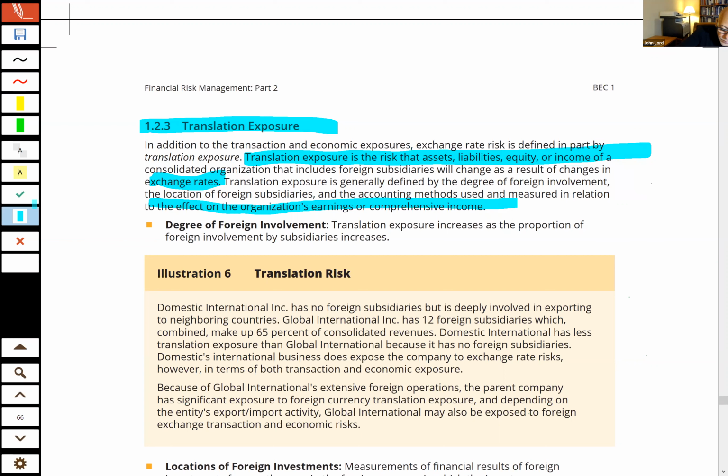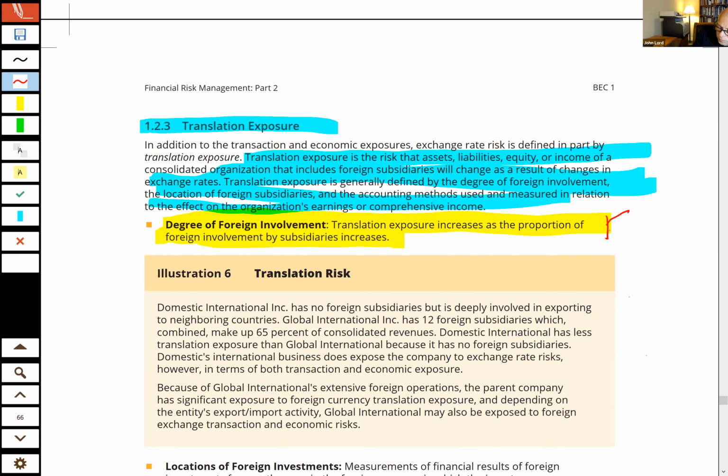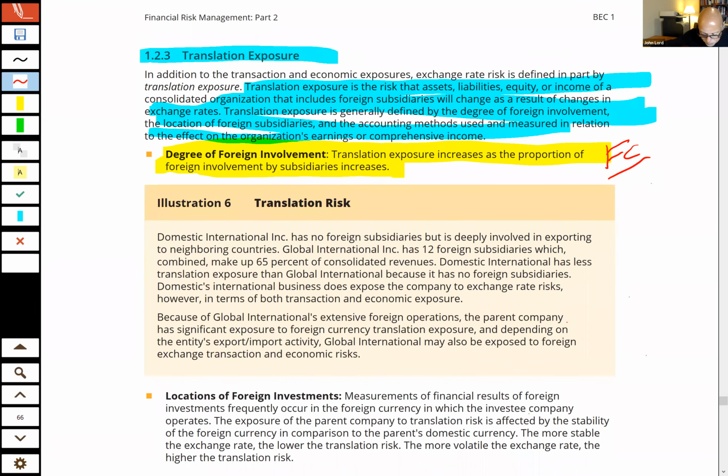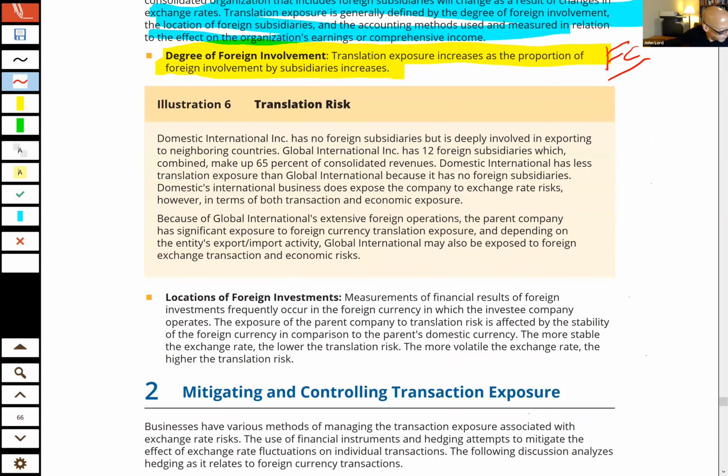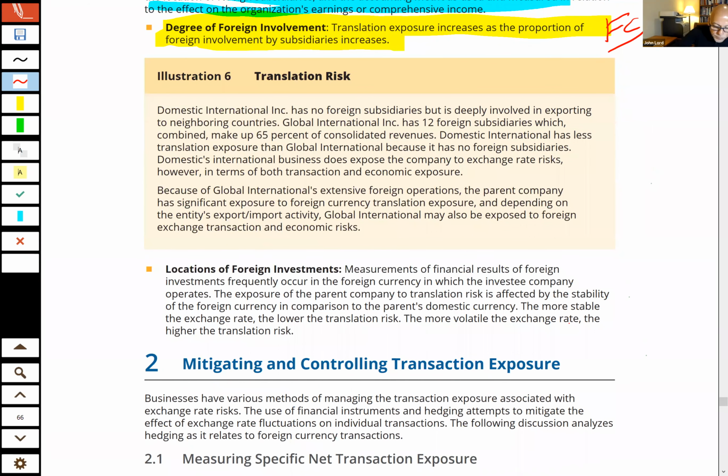And so I don't want you to flashcard that. I'm fine with you highlighting it, but I don't want you to flashcard that. I want you to flashcard the elements here. So degree of foreign involvement: translation exposure increases as the portion of foreign involvement by subsidiaries increases, right? More countries involved, a larger volume of activity with that foreign subsidiary, that's obviously going to increase the translation exposure, okay? Taking a look at location of the foreign investments, let's just take a look at that.